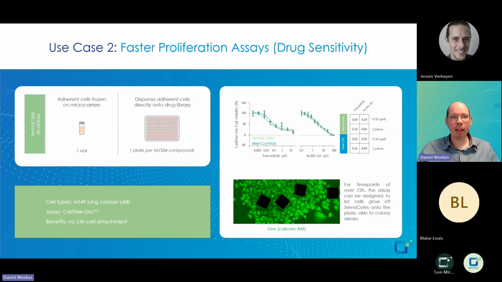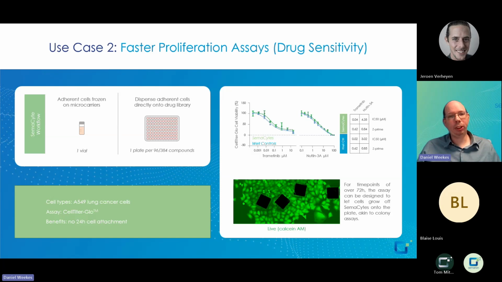As we saw previously, with either trametinib, which is a tyrosine kinase inhibitor, or nutlin-3A, which is a P53 stabilizer, both of which have been shown to have cytotoxic or cytostatic effects on cancer cell lines, we have a dose response in terms of reduction in cell proliferation, and there's good concordance between the assay run on SemaCytes and well controls. And again, because we've not had to allow for the cell attachment time, because we can thaw the cells, they're already attached and ready to use in an hour, we save time within that workflow.